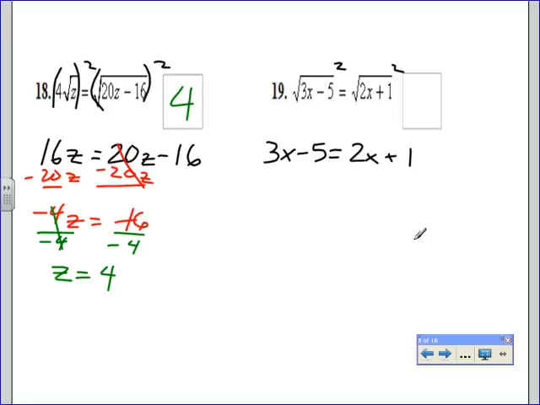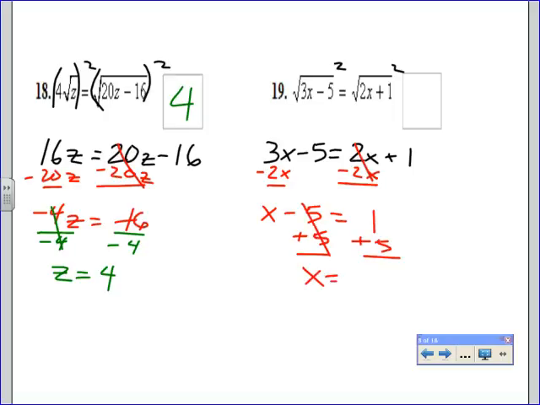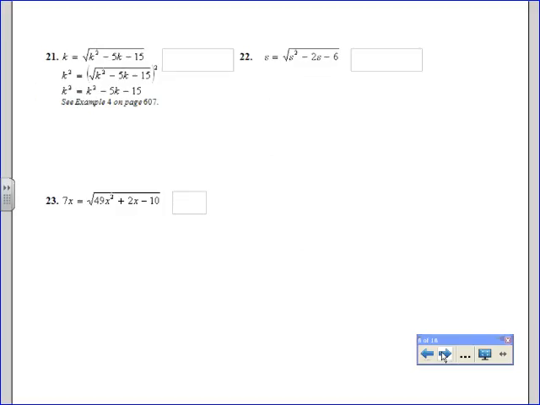What do we do with 19? Square both sides. And from here, what do I do? Let's think about this. Bring the x's together. X minus 5 equals 1. And then one more step. Add the 5. You're ahead of me on this one. And over to the next page.